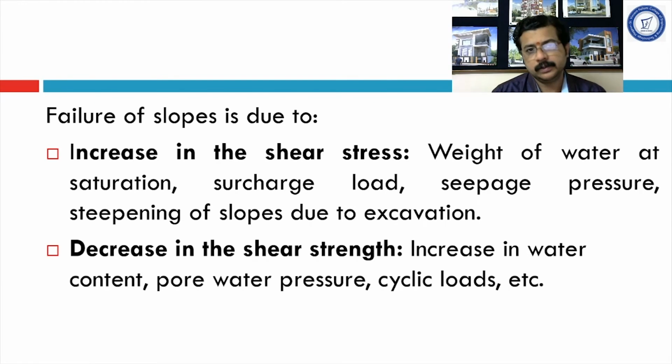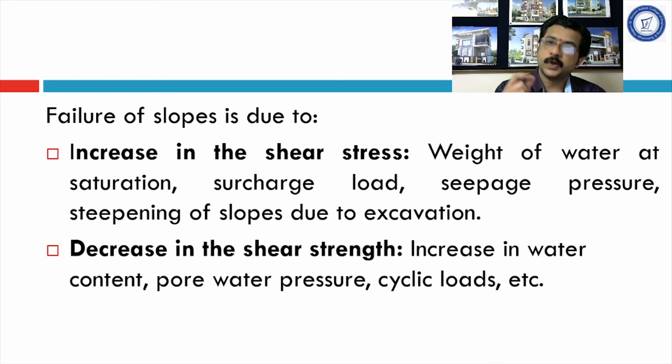The second heading is related to decrease in the shear strength. How is the shear strength decreased? As I told you before, shear strength is governed by two important parameters. One is cohesion and second is angle of internal friction. So when there is increase in the water content, it will cause increase in the pore water pressure.